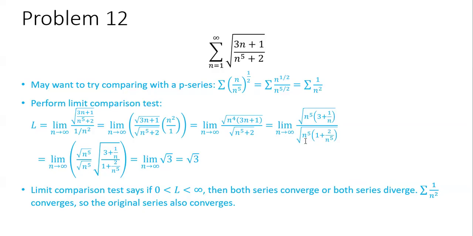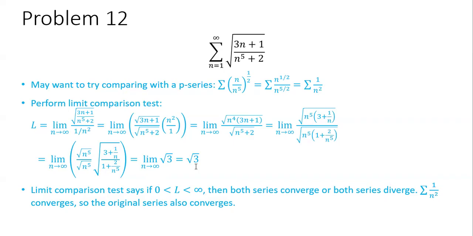Okay, now properties of radicals or exponents, same thing. I rewrote it like this. So these would cancel to 1, right? And now we can take the limit of what's left. Okay, as n goes to infinity, 1 over n goes to 0, and 2 over n to the fifth also goes to 0. And remember, we just said this cancels to 1. So we are left with limit as n goes to infinity of square root of 3, which is just square root of 3. It's a constant, right?